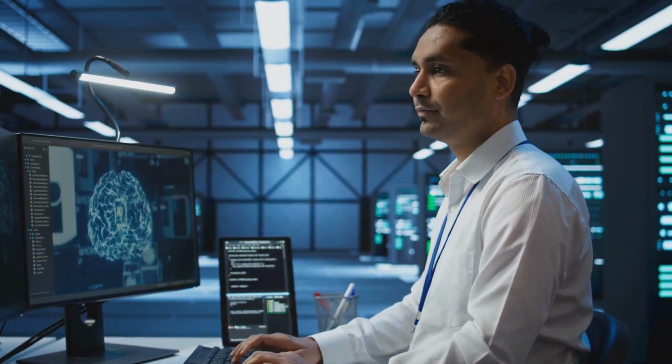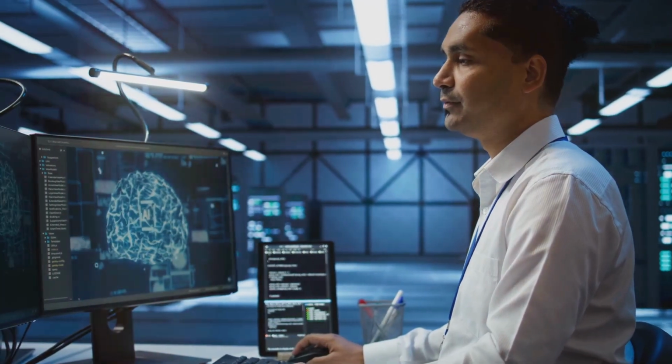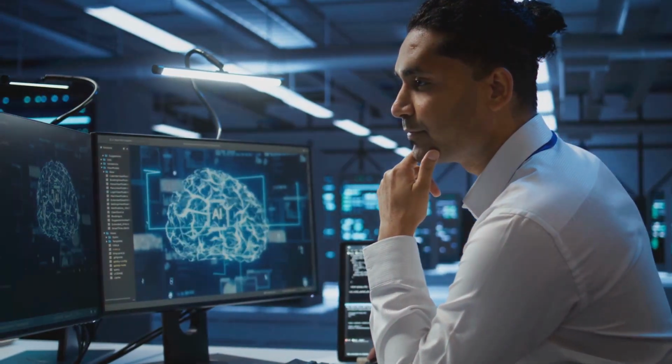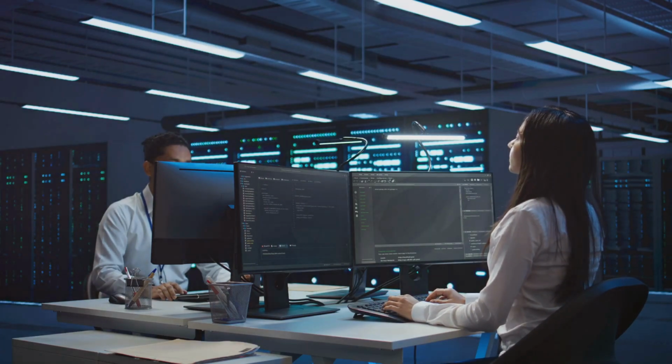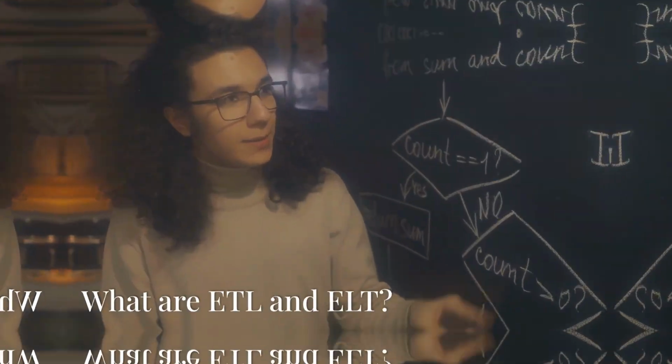Today, we're diving deep into two essential data processing techniques that form the backbone of data science, machine learning, and artificial intelligence: ETL and ELT. We'll explore what they are, their differences, how they're used in modern data workflows, and the tools involved. Let's get started.